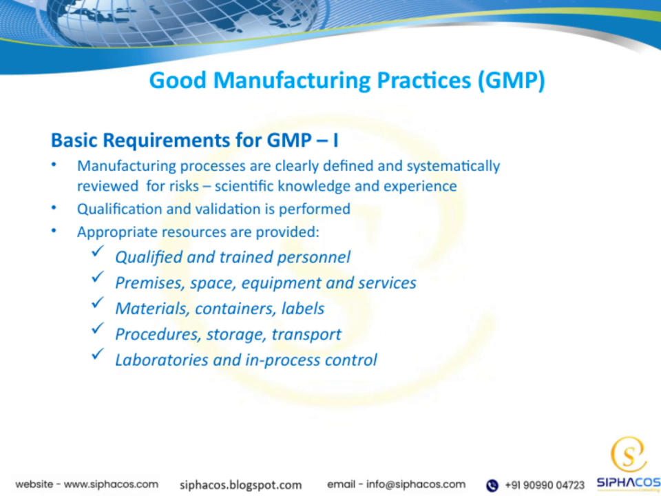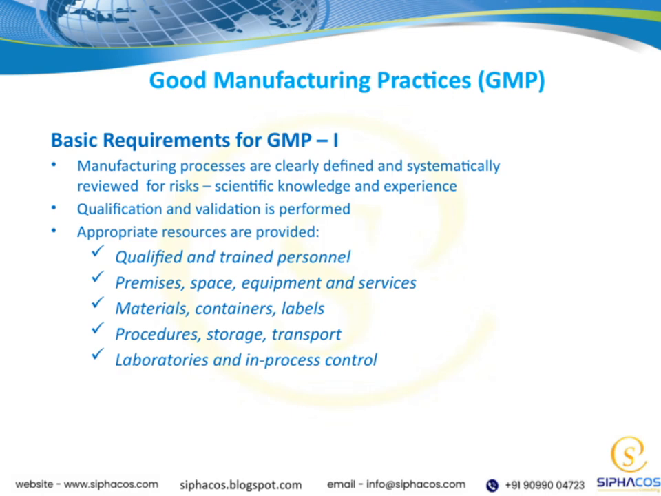This includes having qualified and well-trained personnel who understand GMP principles. The facilities, premises, space, and equipment must be suitable for the tasks at hand, and all supporting services should be reliable. Materials, containers, and labels must be properly managed to prevent mix-ups or contamination. Procedures for storage and transport need to be robust and controlled to maintain product integrity throughout the supply chain.